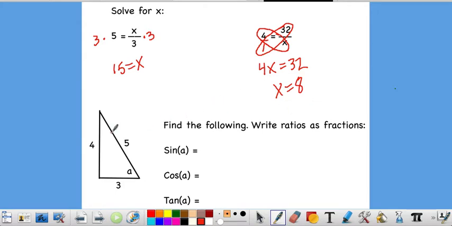Now, what we learned in our last lesson was this introduction to our trig ratios. Remember, sine is the opposite side over the hypotenuse. So from A, the opposite side is 4. The hypotenuse is 5. The cosine of A is the adjacent side over the hypotenuse. So the adjacent side is 3. The hypotenuse is still 5. The tangent is the side opposite the angle over the side adjacent the angle. So 4 over 3.